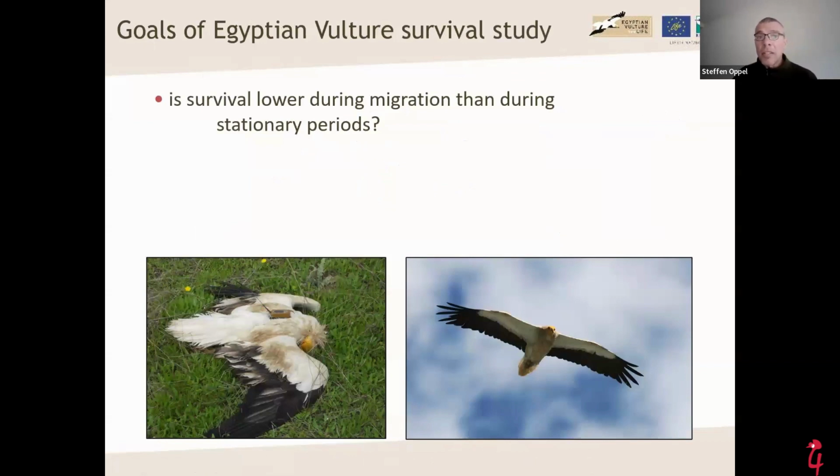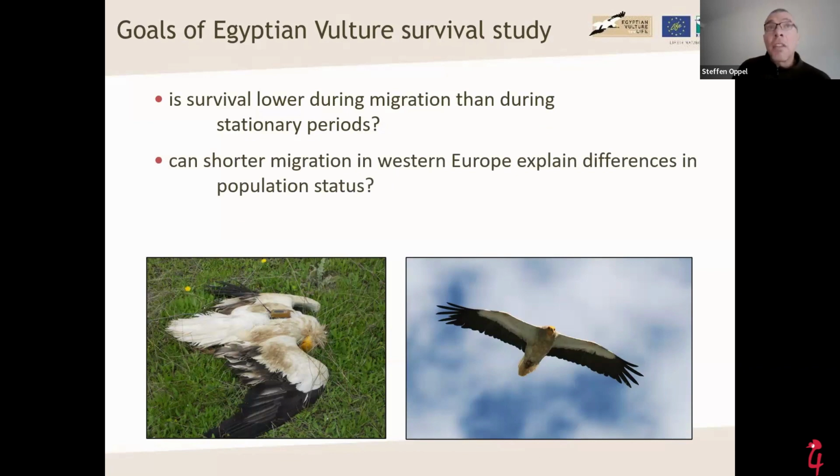So our goals in this study were to find out whether the survival is lower during migration than during stationary periods, to figure out whether migration is actually the problem for these populations, and whether the shorter and more direct migration of Egyptian vultures in Western Europe can explain the differences in the population status. And lastly, we wanted to know where and how mortality occurs to then actually fix some problems and help the population in the Balkans.